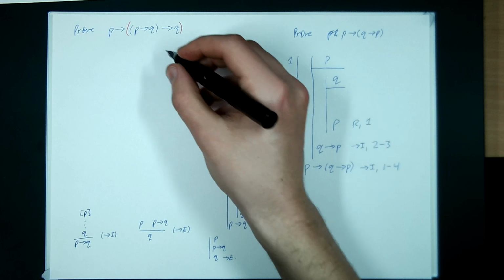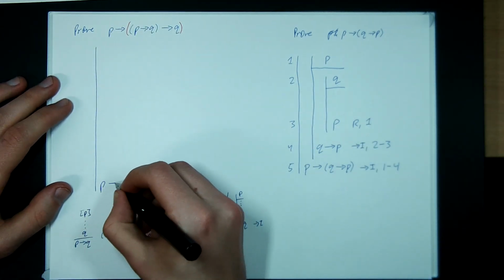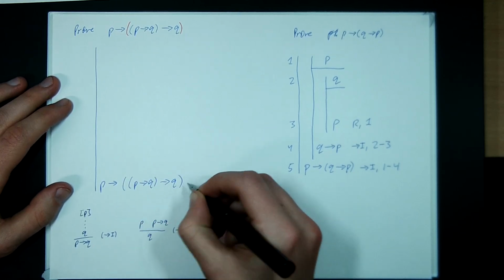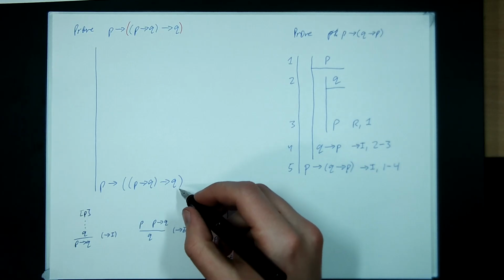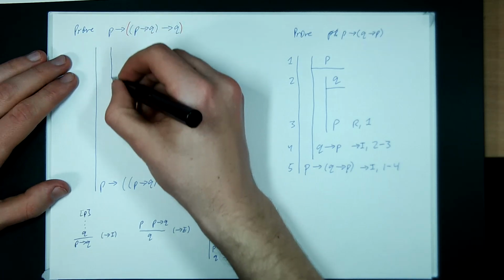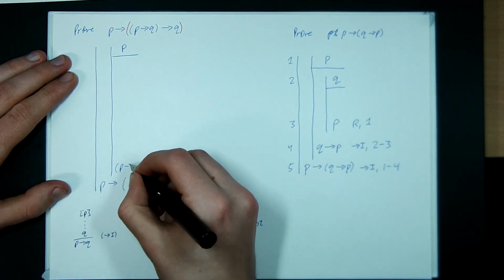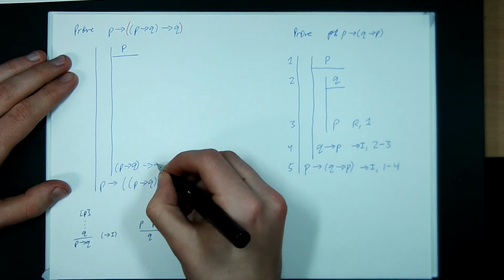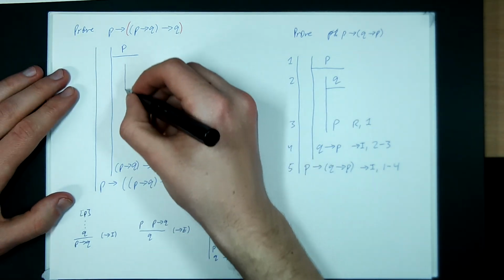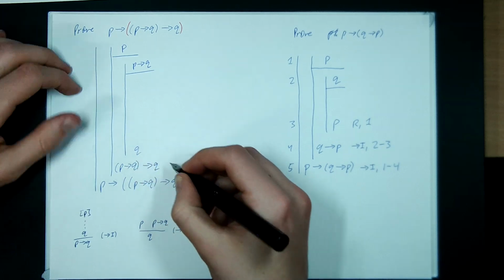Okay, so how are we going to prove this? Same as before. I write my goal at the bottom: P implies Q implies Q. And I have to somehow get there from nothing. Because it's an implication, the only thing I can do is assume the left and somehow try and derive the right. So I'm going to assume P and somehow get to P implies Q implies Q. Okay? I'm in the same situation again. Assume left, derive right. So assume P implies Q, try and derive Q.